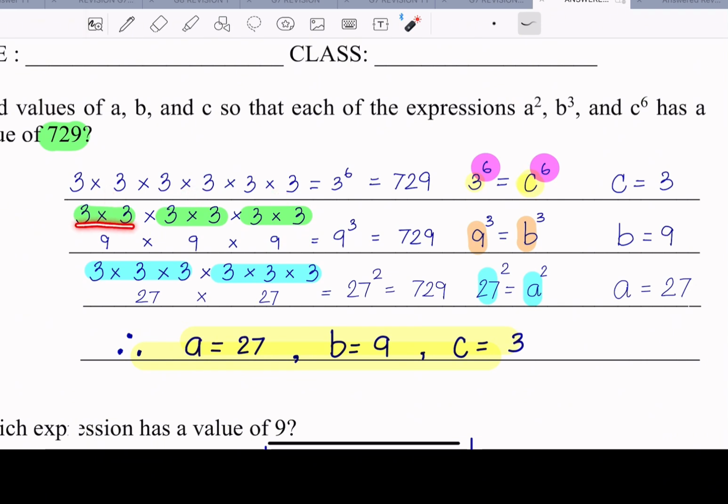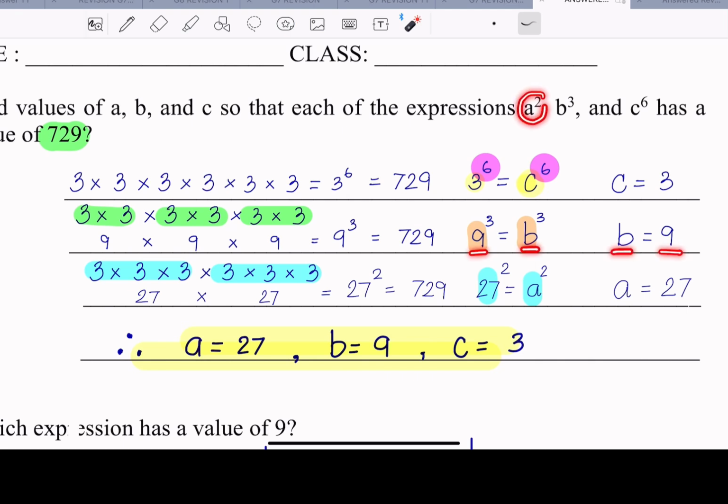And this is 3 times 3 is 9. Meaning there are 3 nines, or 9 to the power of 3. And that gives the same value of 729. And notice we have b is also to the power of 3. That is why b is equal to 9.